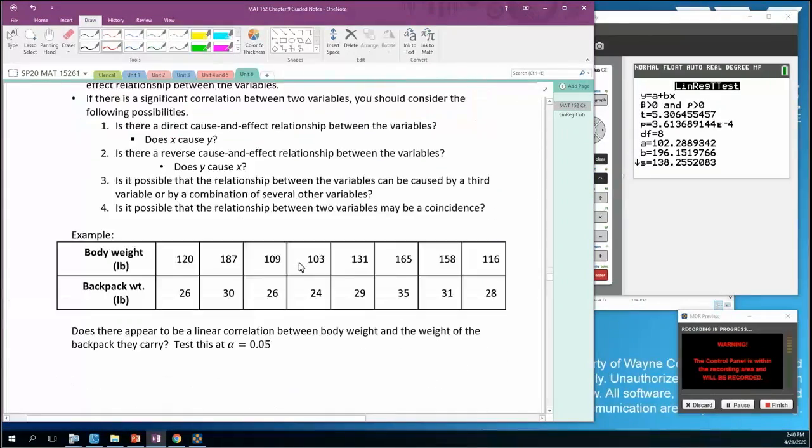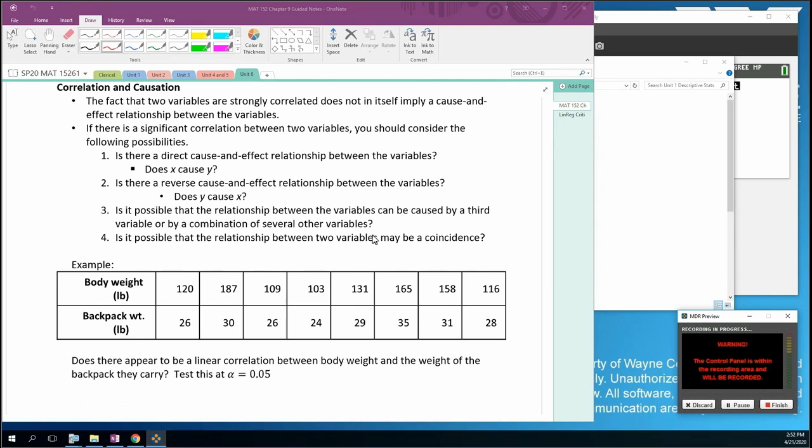So, correlation and causation. The fact that two variables are strongly correlated does not necessarily imply a cause and effect relationship between the two variables. If there is a significant correlation, you should consider the following possibilities. Is there a direct cause and effect relationship between the variables? Does X cause Y, or does Y cause X? Is it possible that it could be caused by a third variable or other variables? Or is it possible that the relationship between these variables just may be a coincidence?